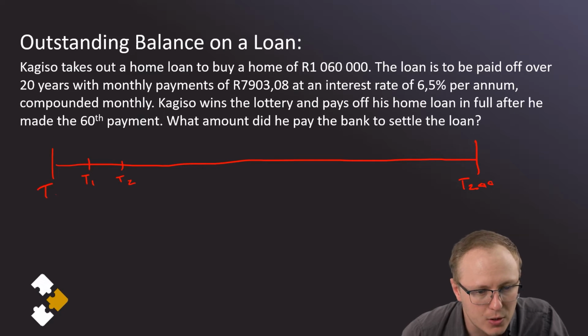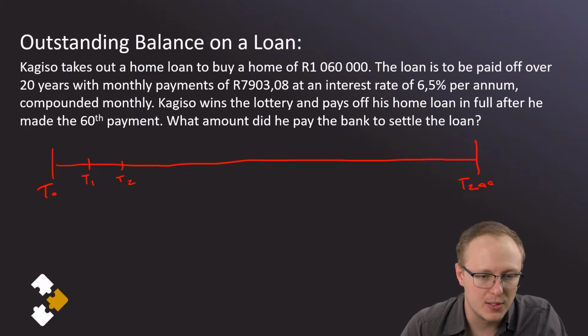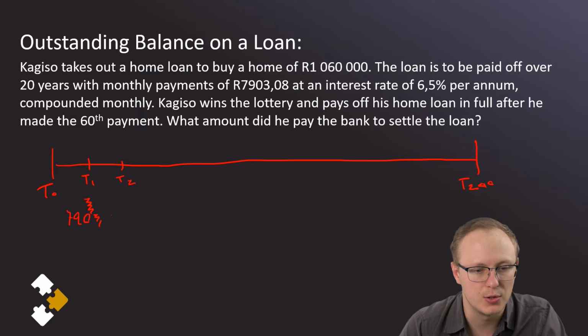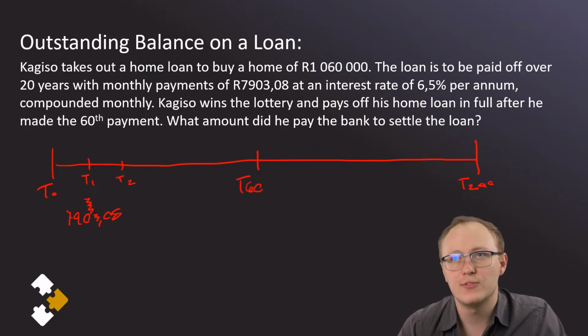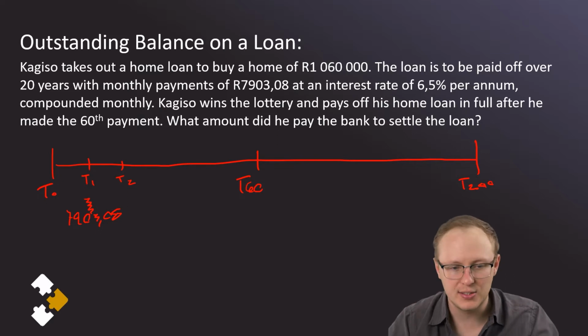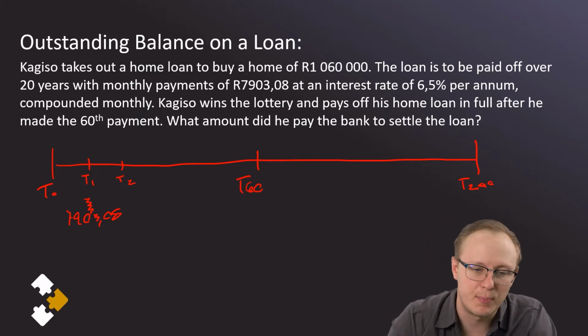Okay, so at T0, we know there wasn't a payment. We made our first payment at the end of the period as per usual. So our first payment here was at T1, and that's when he paid the 7903,08. So what do we know? We know that he made it up until the 60th payment, and then right after that, he wins the lottery and he pays out the rest. So after the 60th payment, what did he owe the bank?